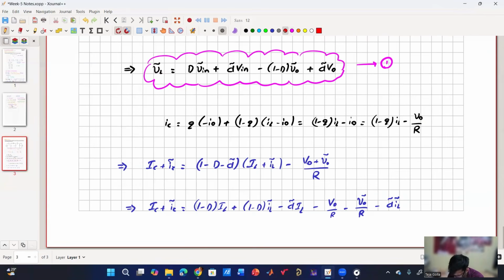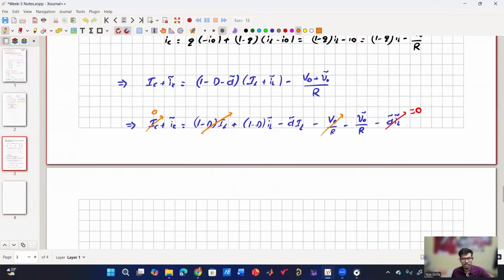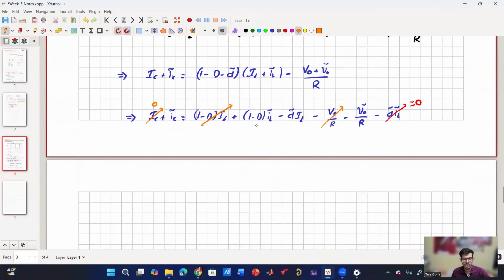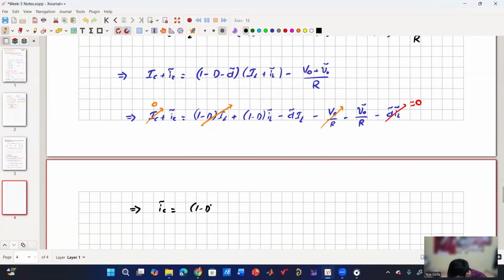First thing, the second order term we will neglect to 0, and then all the DC values I can remove because we are only discussing the AC model. So I have first neglected the higher second order terms, and then the DC values also I have segregated. Now I'll get IC tilde is equals to (1 minus D) into IL tilde minus D tilde into IL minus V naught tilde by R. So this is my other equation.